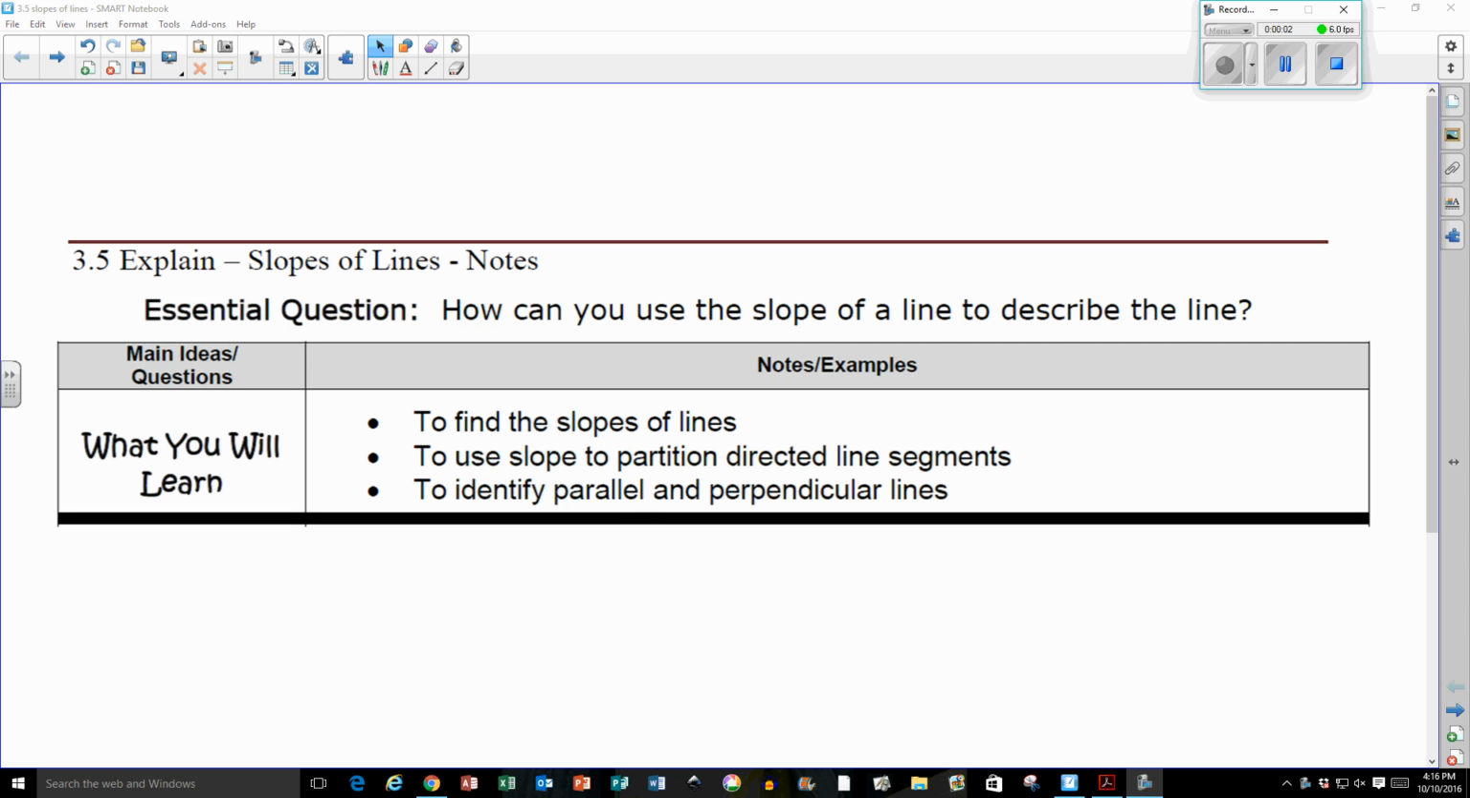Okay, so today we're doing 3.5 slopes of lines. This should be a really good flashback to Algebra 1, something you hopefully are really good at and spent some time on so you're comfortable doing it and you will actually feel like you're being successful when we do this in class. The essential question: how can you use the slope of a line to describe the line? What we're going to learn is to find the slopes of lines, use slope to partition directed line segments, and identify parallel and perpendicular lines.